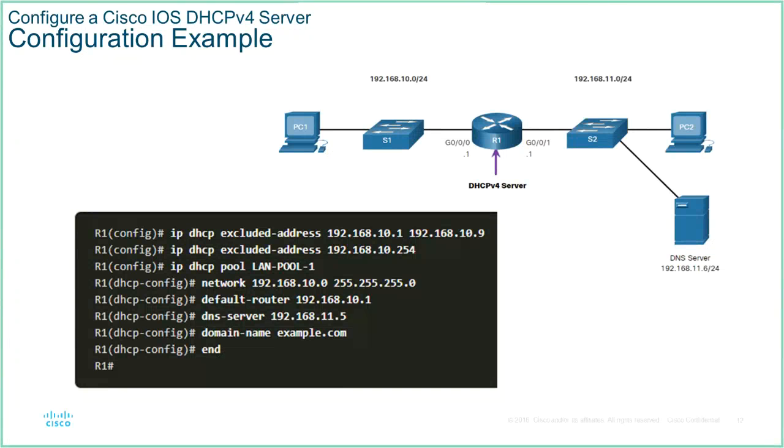So that DNS server address should be 11.6 according to the topology diagram, not 11.5. Domain name is example.com, and we then end and save our configuration. Rinse and repeat for the 11 network so that they get their addresses assigned as well.